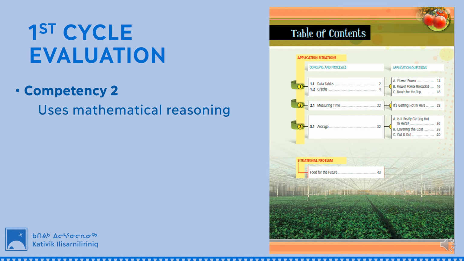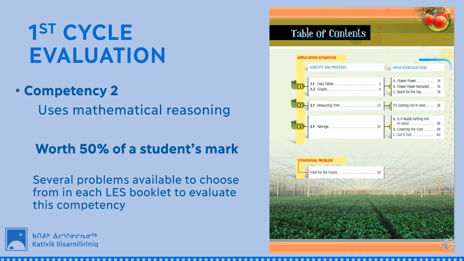Competency 2 uses mathematical reasoning and is worth 50% of a student's overall mark. You'll find application problems to evaluate this competency at the end of each section of every LES. You'll have a number of problems available to choose from over the course of each LES booklet. Use your own discretion regarding how many of the problems you use to determine the evaluation of this competency.